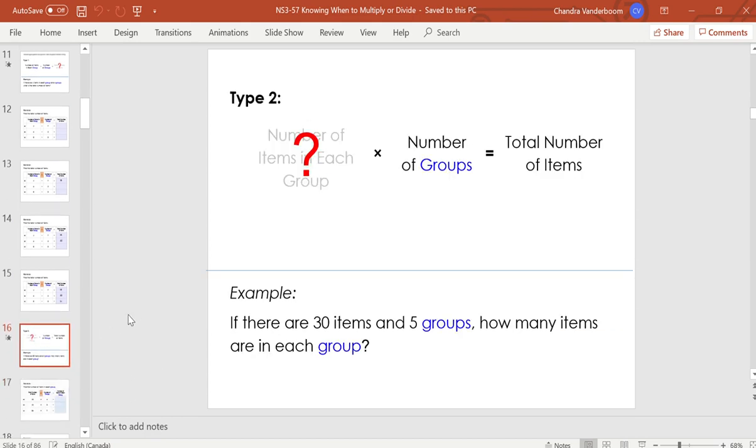How about if we do know the total number of items and we do know the number of groups, but we don't know how many items are in each group? So a question like, if there are 30 items and 5 groups, how many items are in each group? So we know 30 items altogether, and we know 5 groups, but we don't know how many are in each group. When we have a question like that, where we know the total items, we are going to use division, because we know our biggest number, so we can divide then.